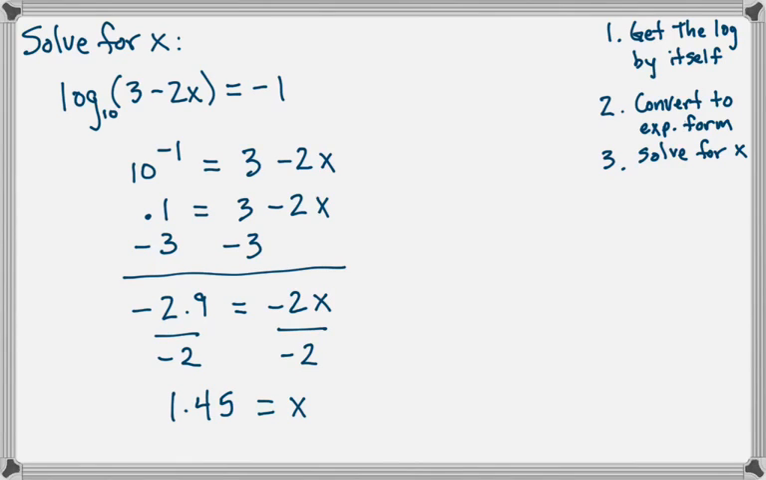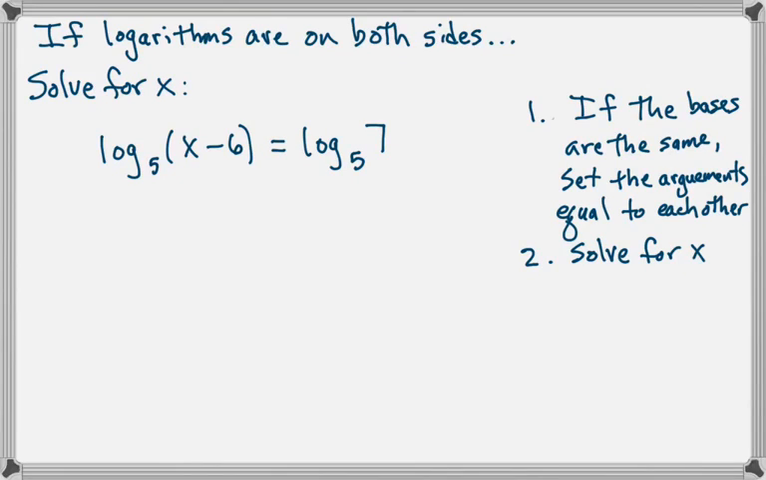And the answer you should have gotten is 1.45. In this example, we have logarithms on both sides, so we have more than one logarithm. So one way to do it, if we have equal logarithms, is first make sure the bases are the same. These are both base 5. If they are, you can set the arguments, it's a fancy way of saying the inside of the logarithm, you can set those equal to each other.